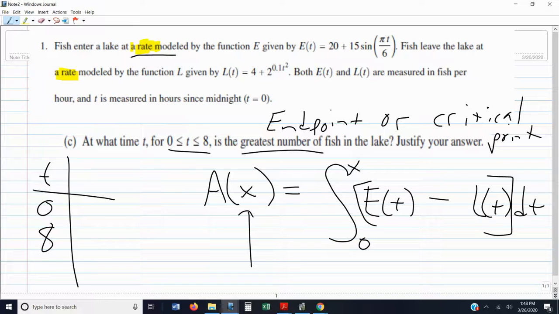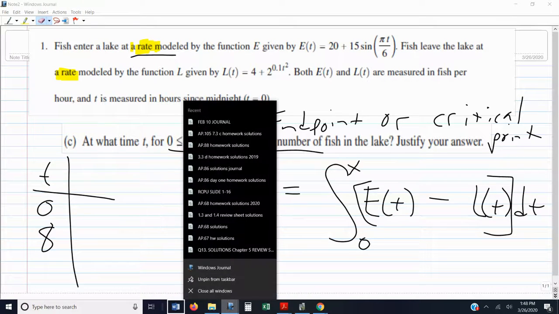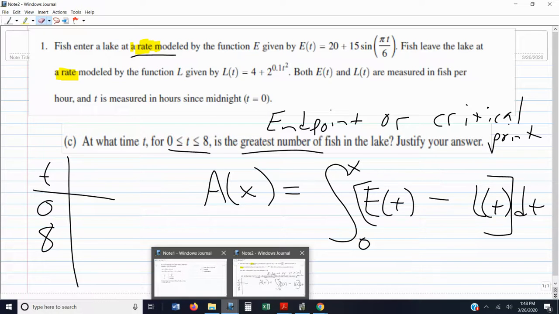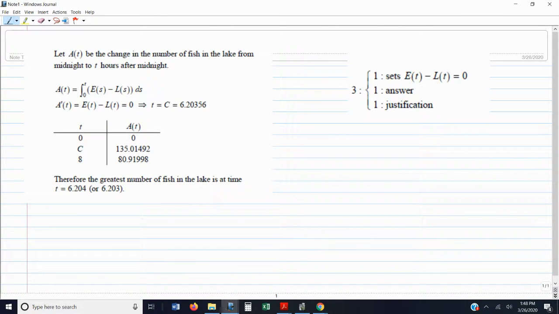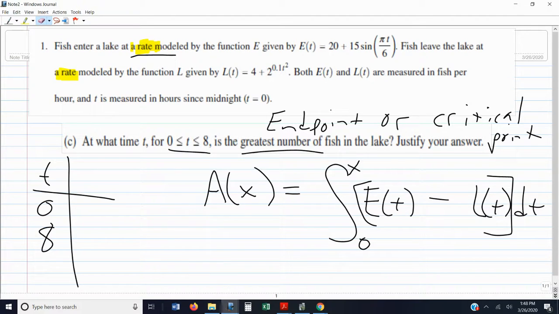So that's the function for, it's not the amount of fish in the lake because, like I said, we don't know the amount that's there in the beginning, but it is, let's see how they phrased it on the rubric. They labeled it as the change in the number of fish. That makes sense, because you know the amount entering and the amount leaving, so that would be the change in the number of fish in the lake.